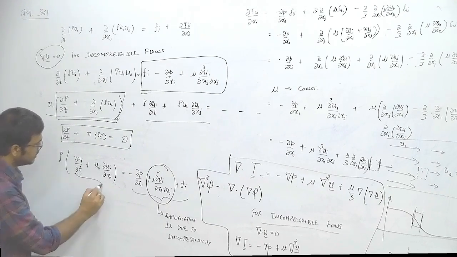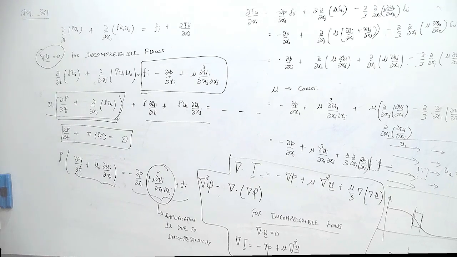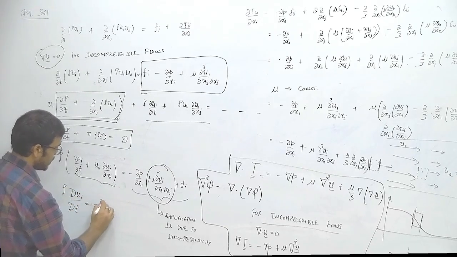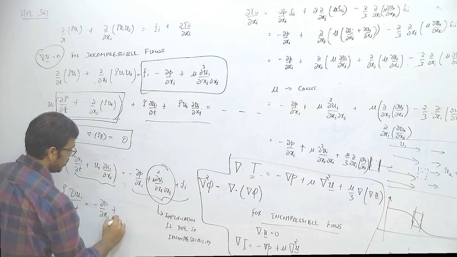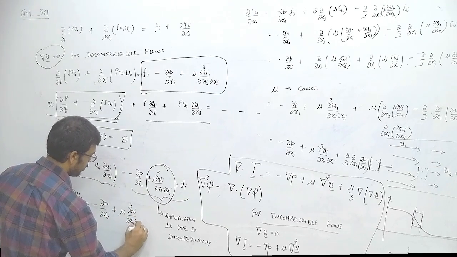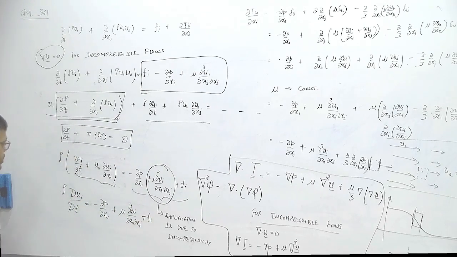Now, what is this? Del ui by del t plus uj del ui by del xj. What is this? This is the material derivative of velocity. What is that going to be? Acceleration. So, this is rho dui over dt equals minus del p over del xi plus mu, and this is your Navier-Stokes equation.